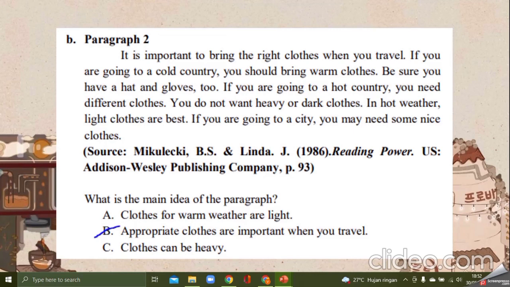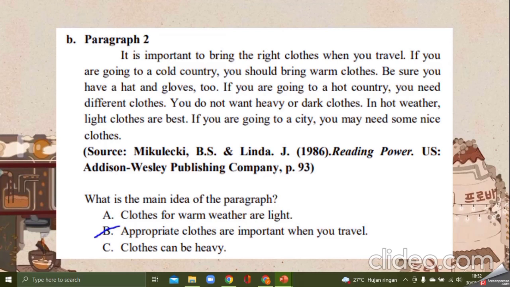It is important to bring the right clothes when you travel. If you're going to a cold country, you should bring warm clothes. Be sure you have a hat and gloves too. If you're going to a hot country, you may want bigger clothes. You do not want heavy or dark clothes. In hot weather, light clothes are best. If you are going to a city, you may need some nice clothes.